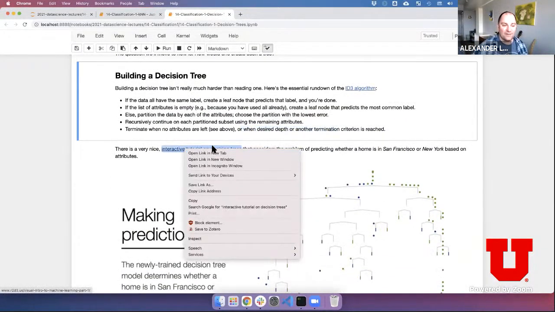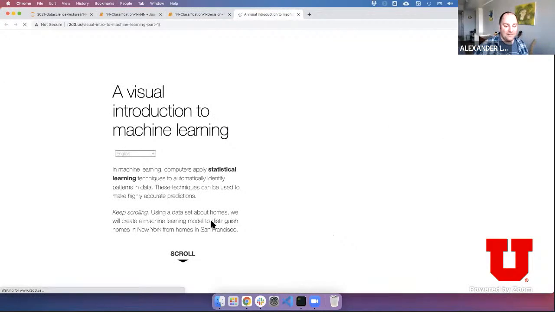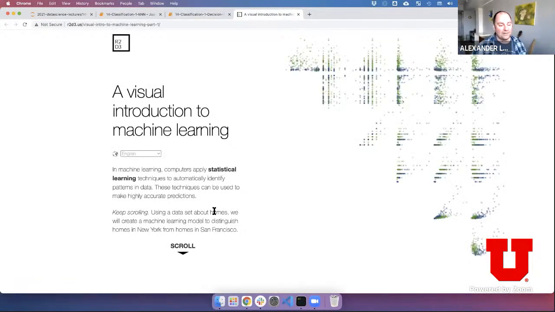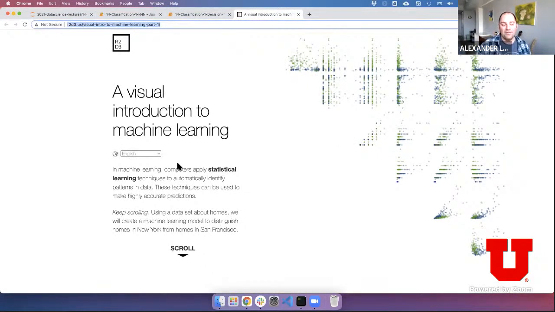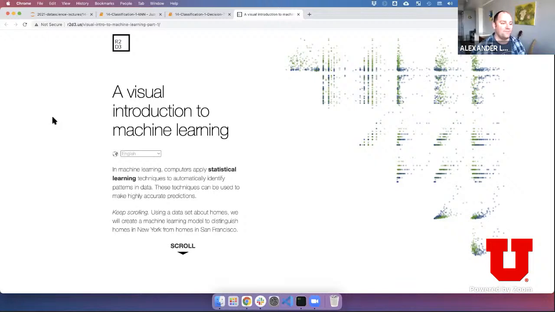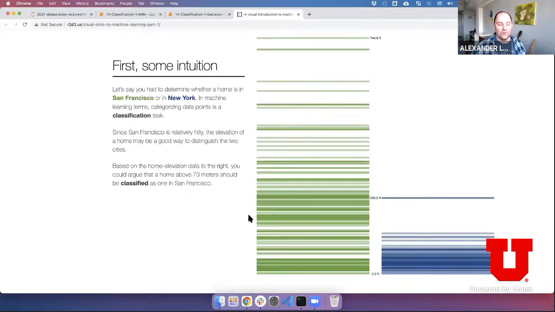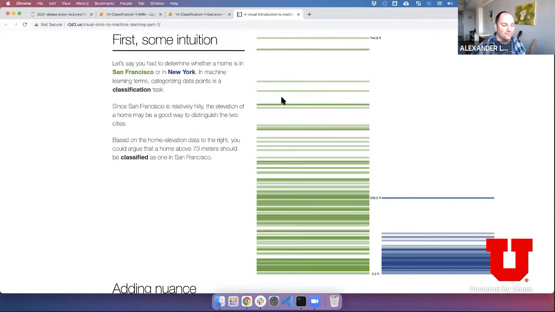Here's a super nice interactive tutorial that I want to walk through quickly, but you should also play around with it on your own. This is from a series by R2D3. They've been explaining machine learning with visual means. Here we have a data set with housing prices in San Francisco or New York.